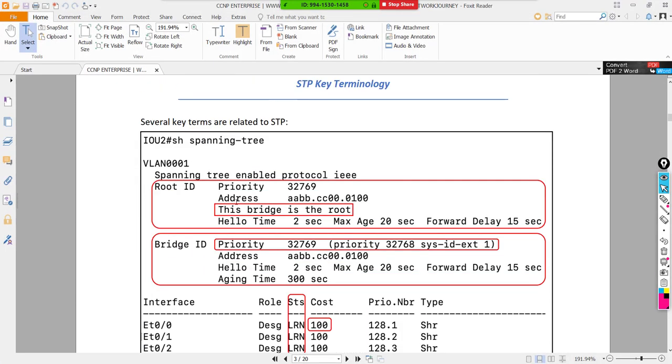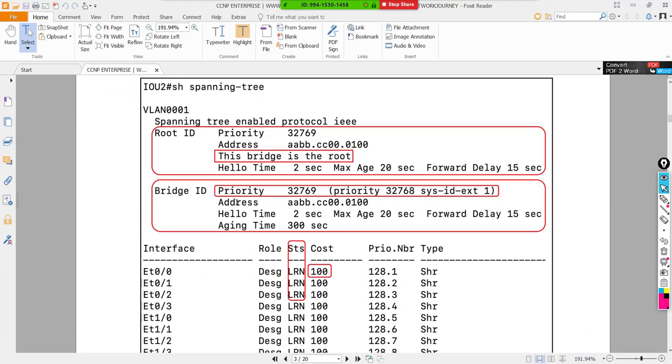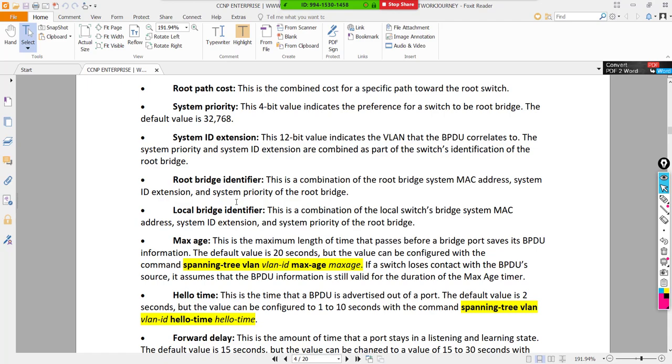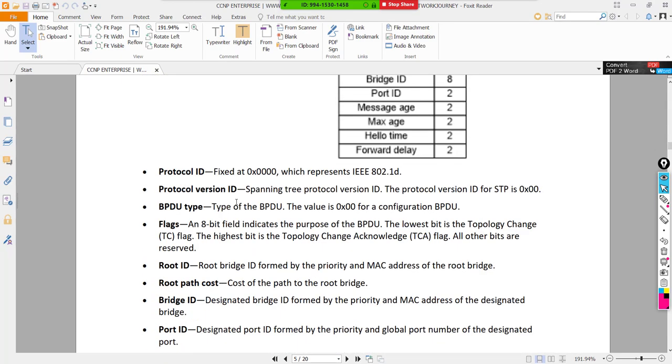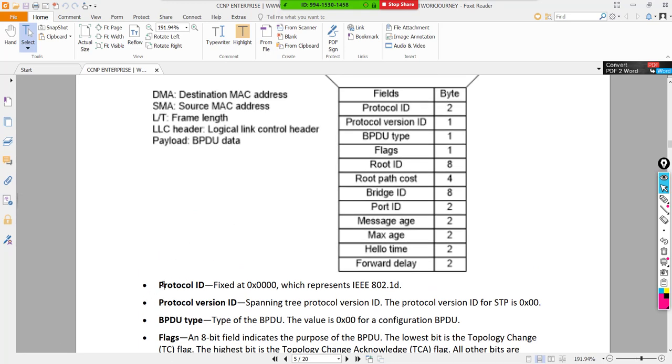Now, if you remember, I have already disclosed this information. If you go back to this PDF, I was talking about some key terminology, this BPDU, where I said the protocol ID for STP is always 0x0000. Basically, this is hexadecimal.